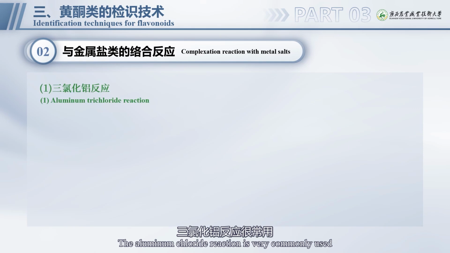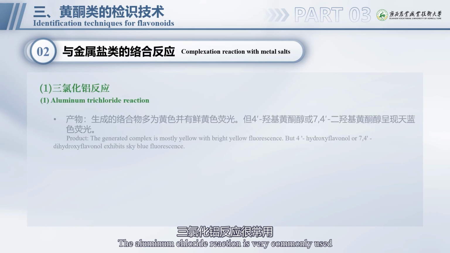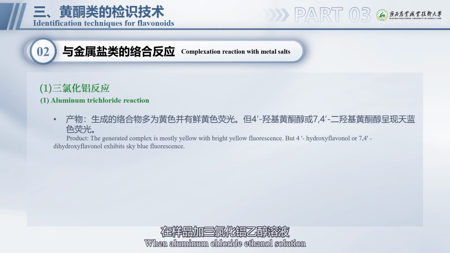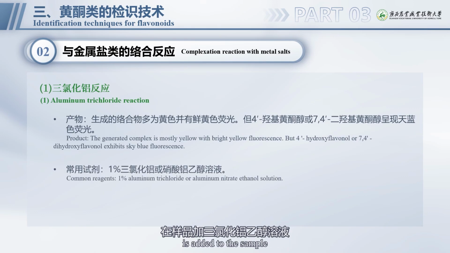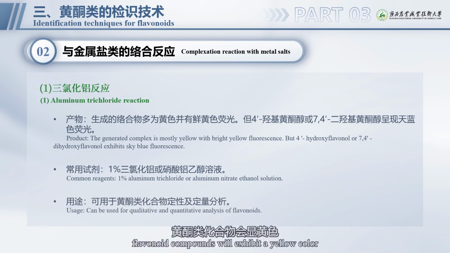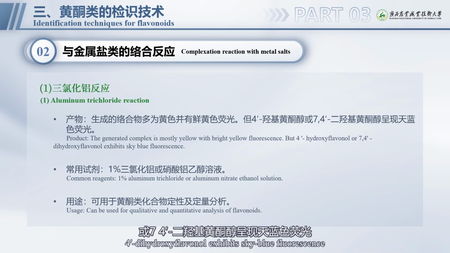The aluminum chloride reaction is very commonly used. When aluminum chloride ethanol solution is added to the sample, flavonoid compounds will exhibit a yellow color and bright yellow fluorescence under ultraviolet light. However, hydroxyflavonols or 7,4'-dihydroxyflavonols exhibit sky blue fluorescence.